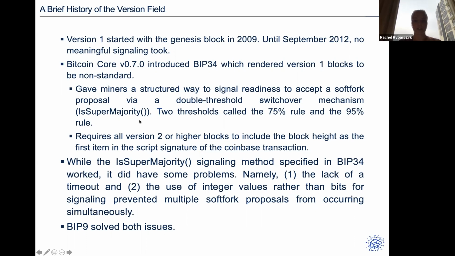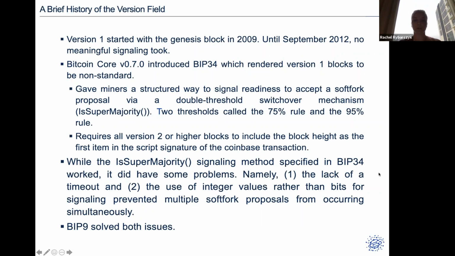In addition to this readiness signaling mechanism, BIP34 also required that version 2 blocks would include the block height as the first item of their script signature in their Coinbase transaction. That's not important to understand, but I just wanted to include this for completeness. There were some problems with BIP34 though. That was the lack of a timeout. So once you started a soft fork proposal, you couldn't really end it. It was just kind of going and going until it kind of got accepted or just never caught on.